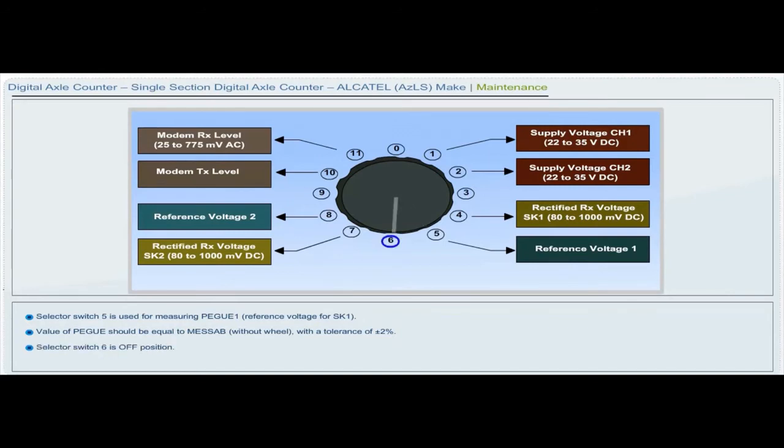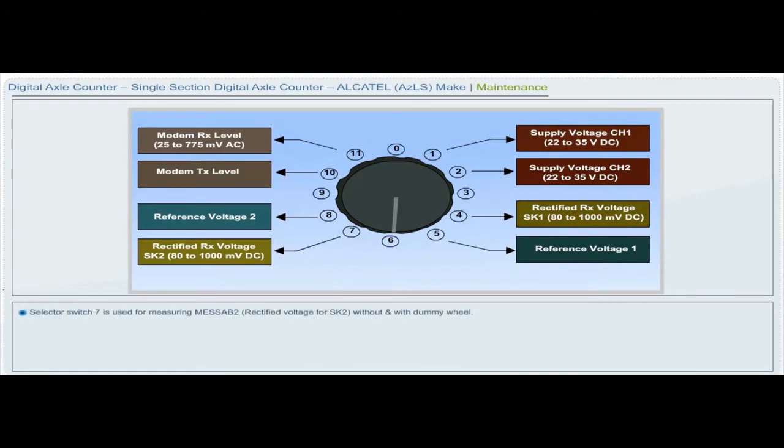Selector switch 6 is off position. Selector switch 7 is used for measuring MESAB2, that is the rectified voltage for SK2, without and with dummy wheel. Selector switch 8 is used for measuring PEG2, that is the reference voltage for SK2.